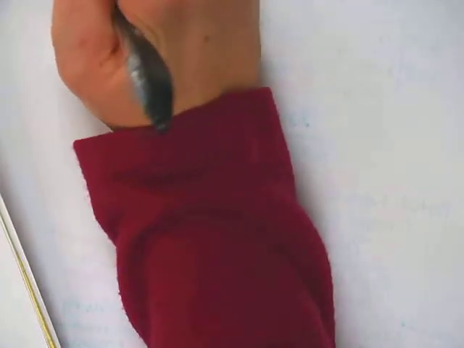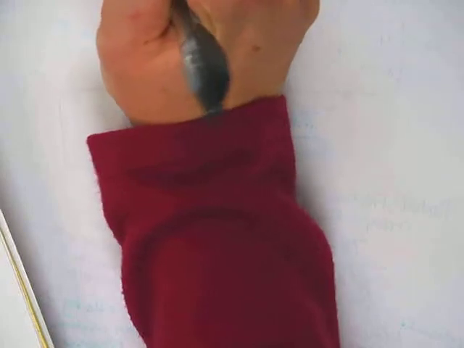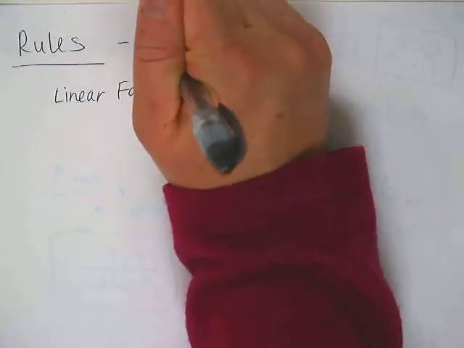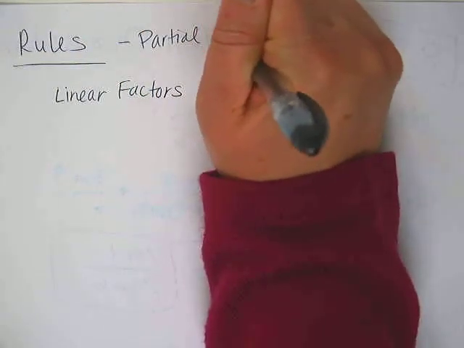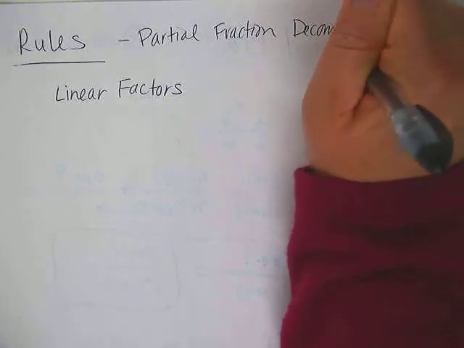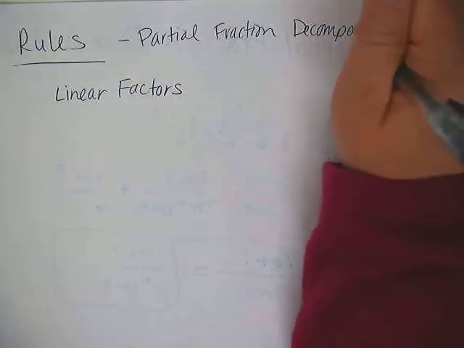Or the guidelines to doing this. We are talking about how to do partial fraction decomposition. Okay, if you have linear factors, so, well, you can't see that. There we go. This is for partial fraction decomposition.